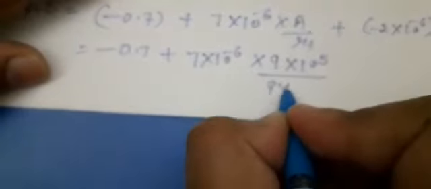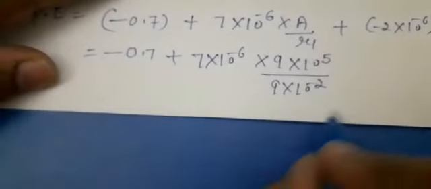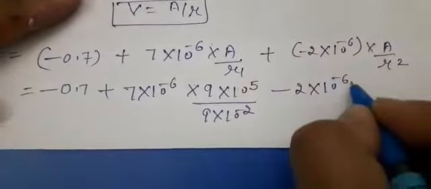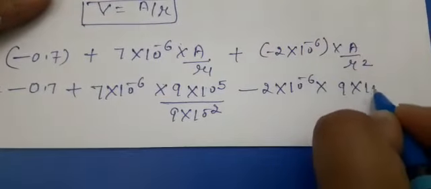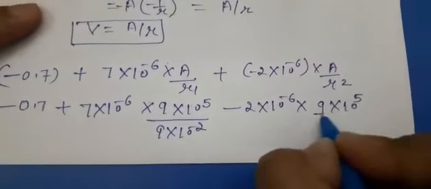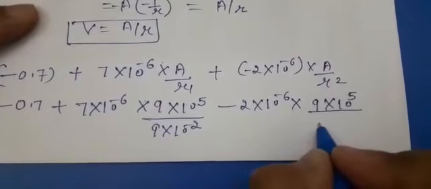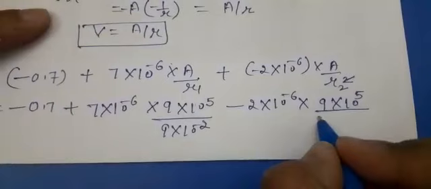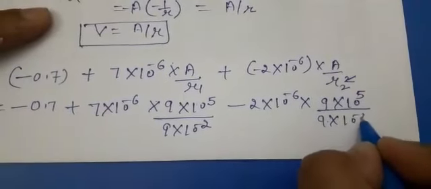R1 is 9 into 10 raised to the power minus 2. Then minus 2 into 10 raised to the power minus 6, again substituting A to be 9 into 10 raised to the power 5, and the distance, this is not R square, this is R2. Here it is 9 into 10 raised to the power minus 2.